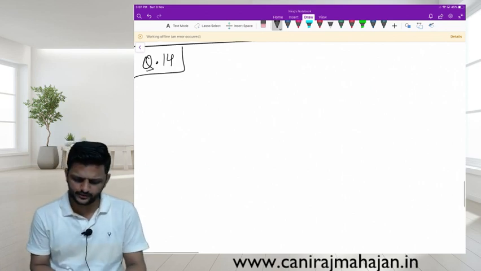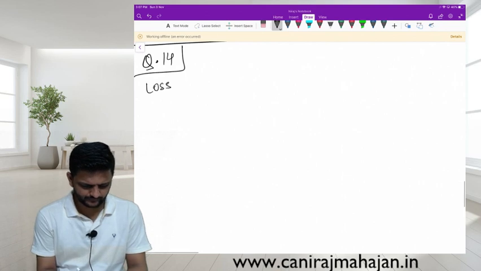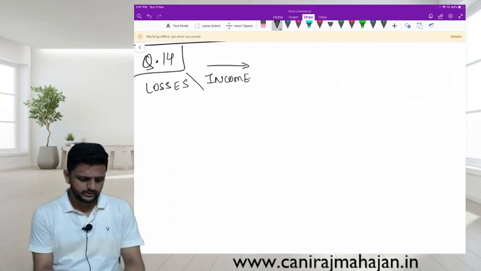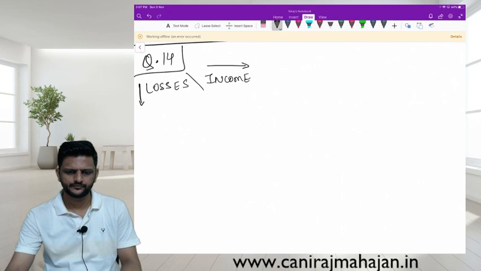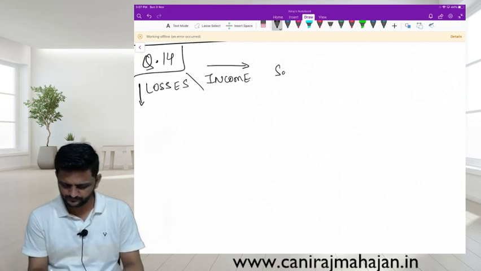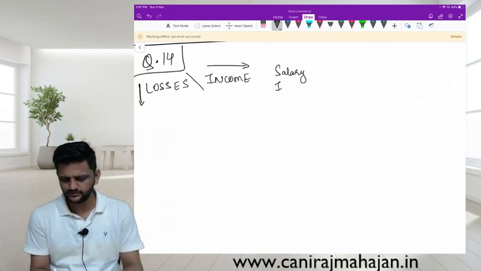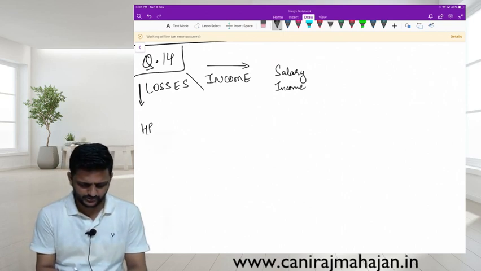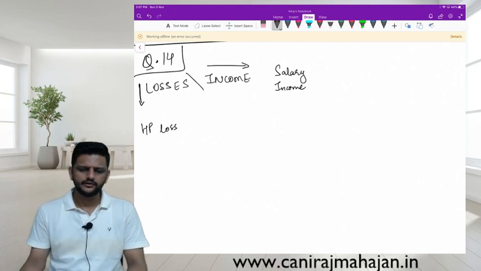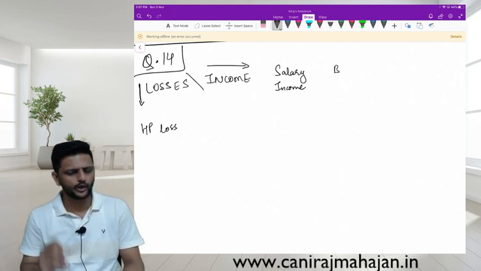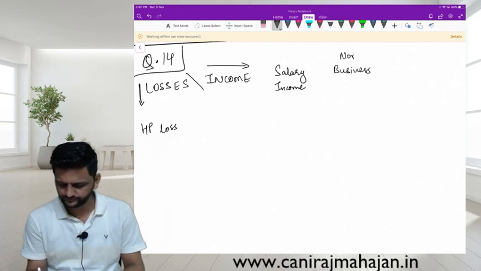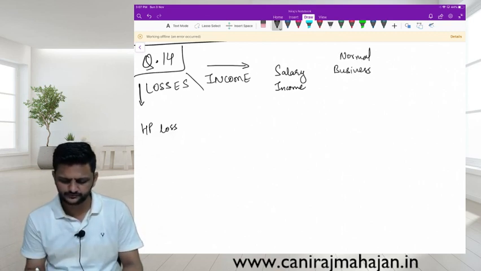So in losses and income, come on. Salary income, this is how it goes. House property loss. Then business. I am writing sugar as normal business only. Normal business.